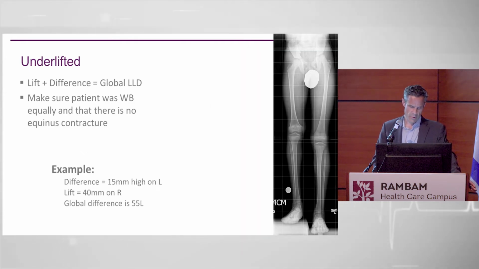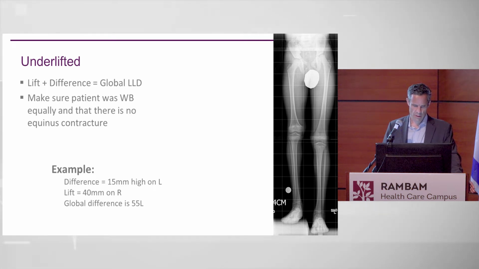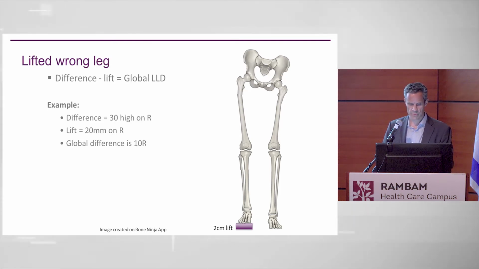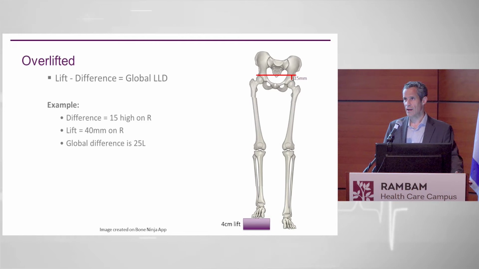So in this case, there's a 4 centimeter lift under the right side, and the global difference here is 15 millimeters. And so there's a total limb length discrepancy in this case of 55 millimeters. And we write that 55L because it's 55 longer on the left side. Sometimes the tech can put a lift in that's too big, and then the short side is lifted too high. And in that case, you simply subtract the difference of 15 millimeters from that 4 centimeter of overlifting, and you can note that the global limb length discrepancy is 25 longer on the left side.